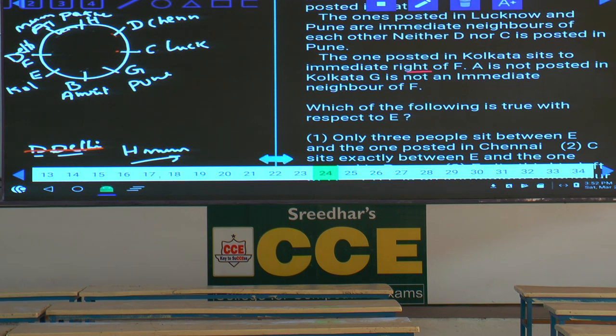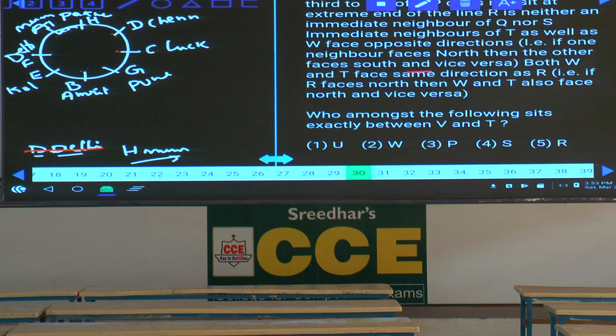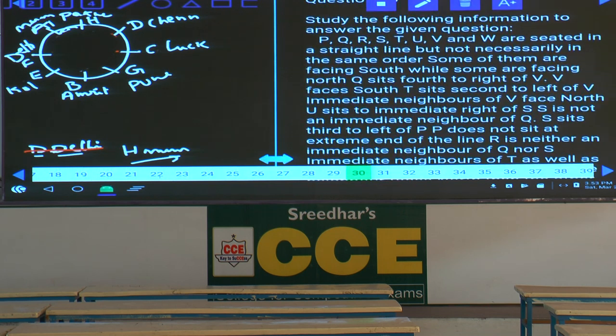And this is about question numbers 24 to 29. Done with this? Then 30 to 35. Now this question numbers 30 to 35 is again based on a puzzle. Now in this question numbers 30 to 35, P, Q, R, S, T, U, V and W are seated in a straight line but not necessarily in the same order. Some of them are facing south while some of them are facing north.